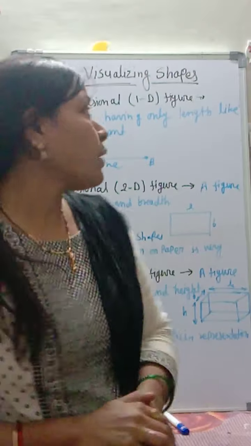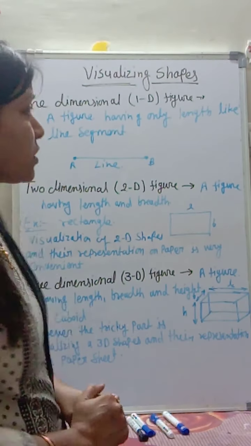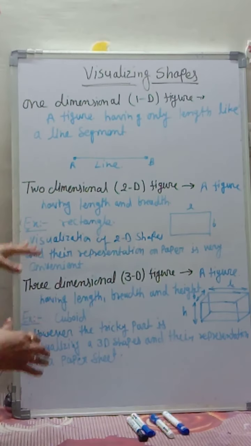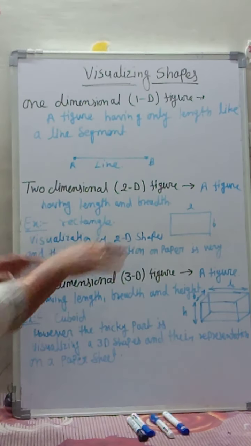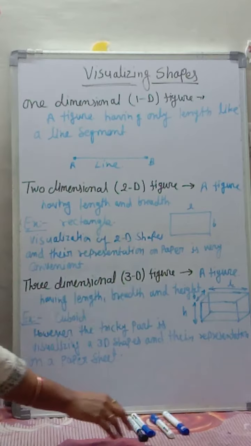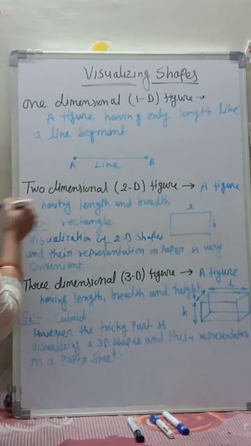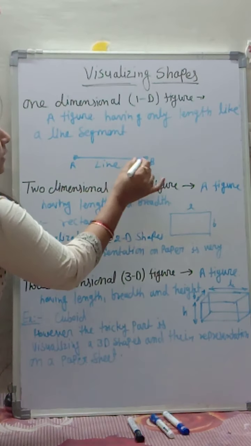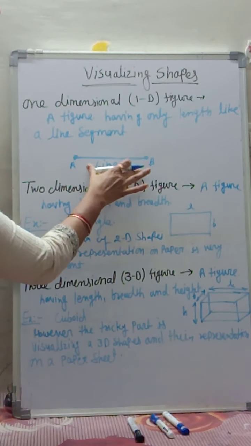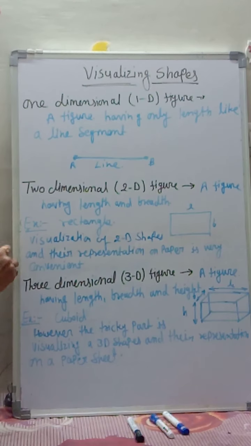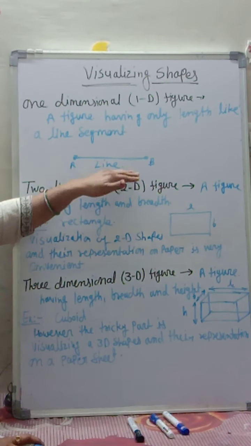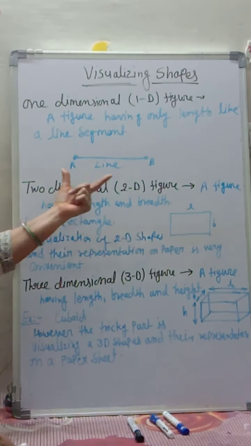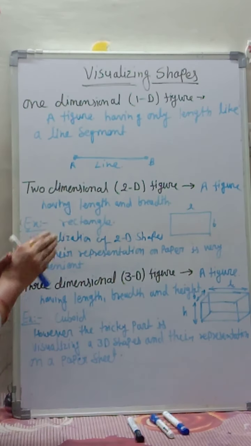So now you already know the one-dimensional shape. One-dimensional means the 1D figure, a figure having only length, like a line segment. Here we draw a line segment AB. Here you can find only the length between the two points A and B. So this type of figure is called one-dimensional, and you can easily draw it on a paper sheet.